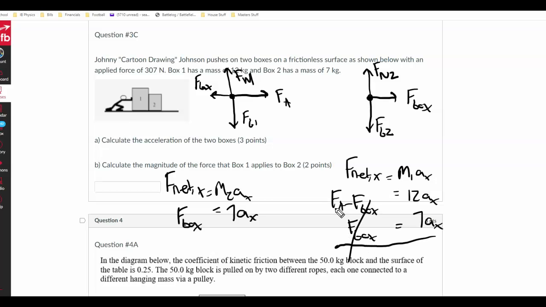Here the applied force is 307. On the right side, 12 plus 7 is 19. And so ax is just going to be 307 divided by 19, which is 16.2 meters per second squared. From there, to find the tension, or not the tension, to find F box, all you have to do is take that and plug back into the equation.